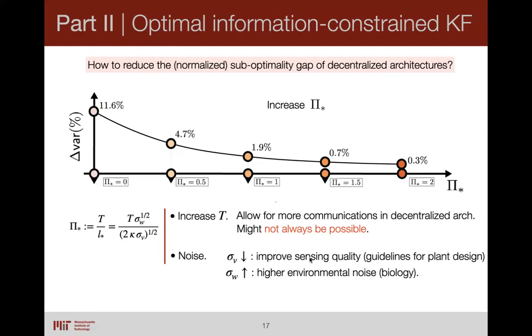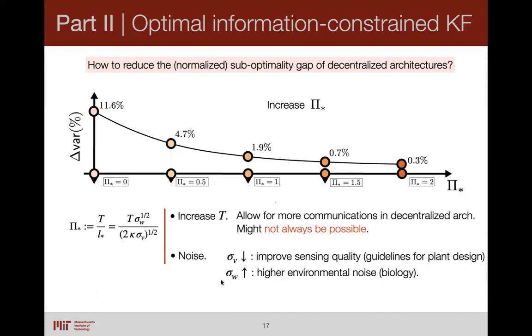So in particular, by improving sensing quality, by reducing this sigma b, we see that we could increase this pi star and go towards this side of the curve. So we will be improving our estimation quality, but also we will be localizing more the filter. And then increasing sigma double b, we could interpret as having high environmental noise, as might happen maybe in biological systems. Localized architectures are also near optimal.